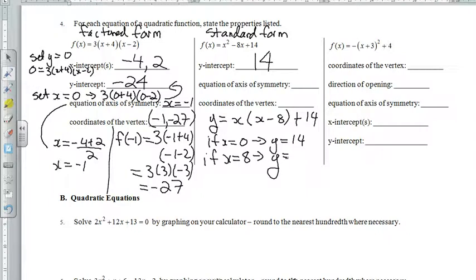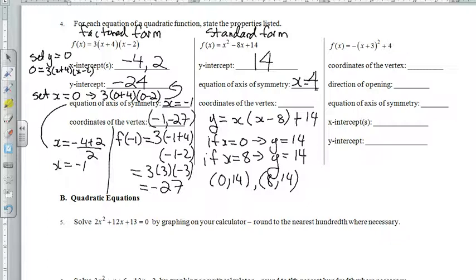Yeah, 8 is the value that's going to make the second factor here 0, right? So if x is 8, 8 minus 8 is 0, times 8 is 0, I'm going to get 14. I now have 2 points, 0, 14, and 8, 14. Those 2 points are on a horizontal line, right, because they have the same y value. So what's the axis of symmetry without doing too much calculation? 4.